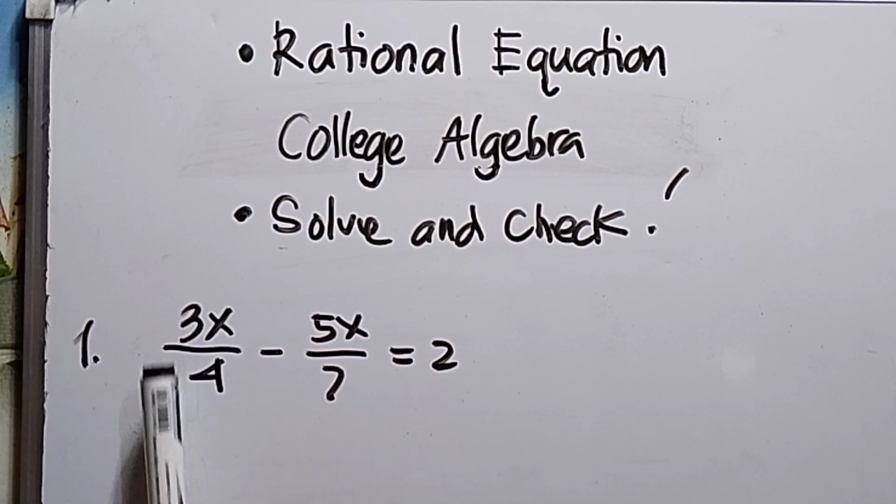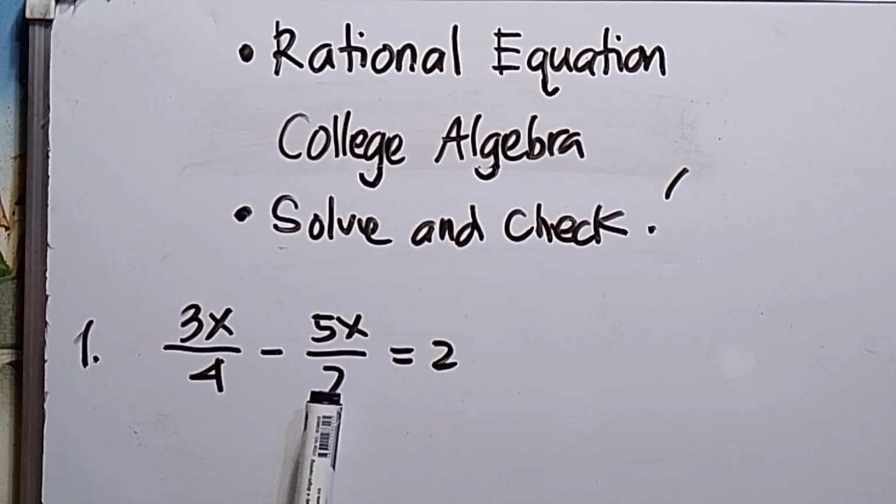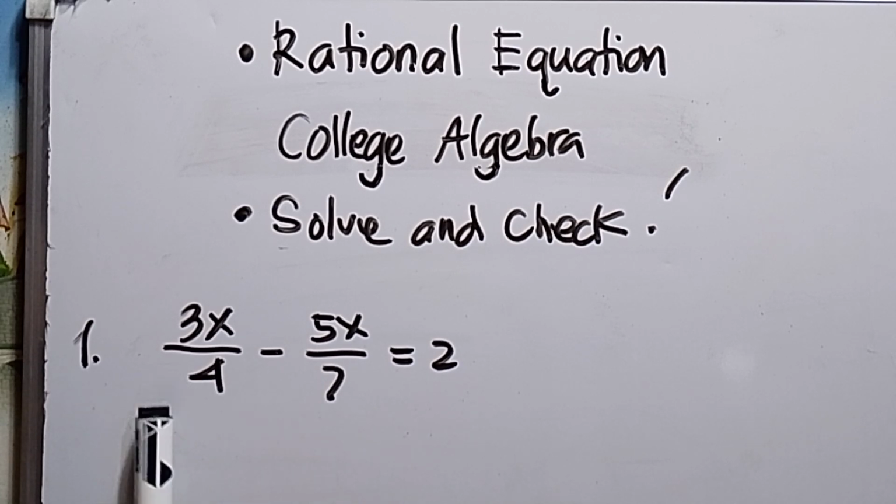Number 1, I have 3x over 4 minus 5x over 7 equals 2. So we are asked to solve for the value of x, and then after that, I need to check that the left side should be equal to the right side.